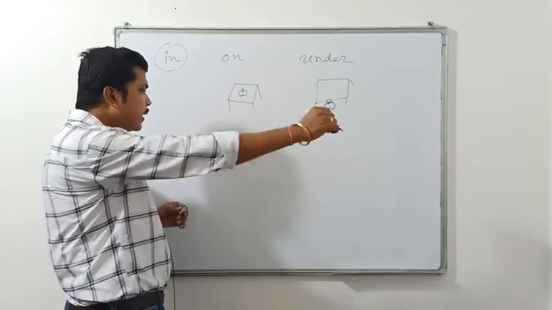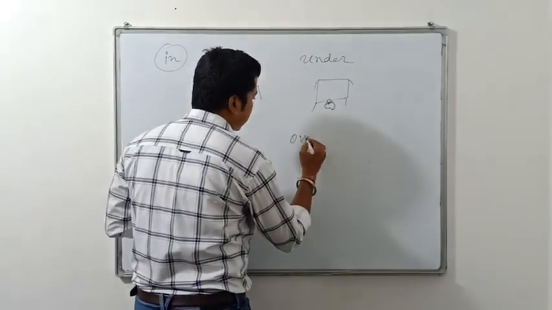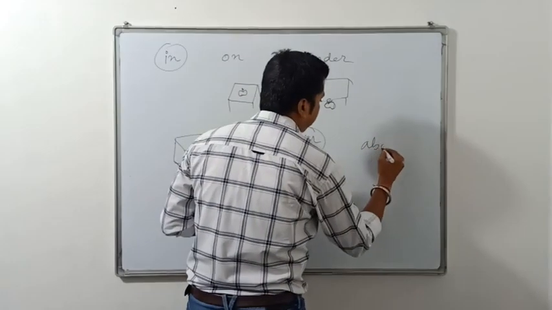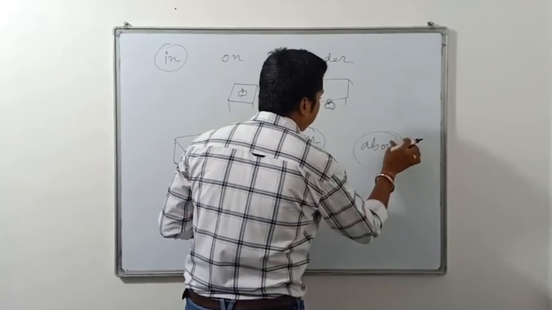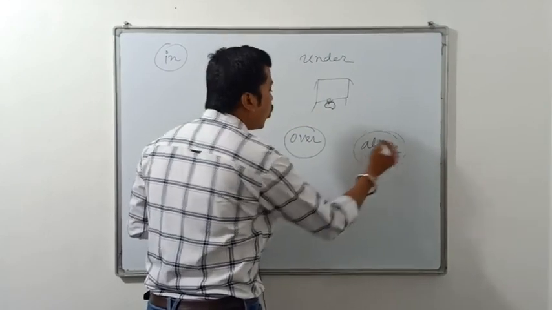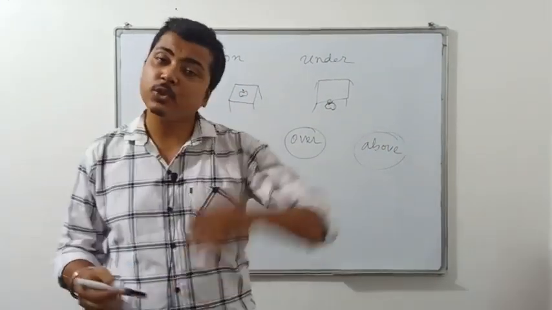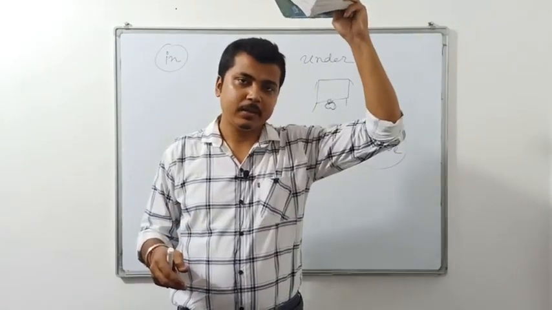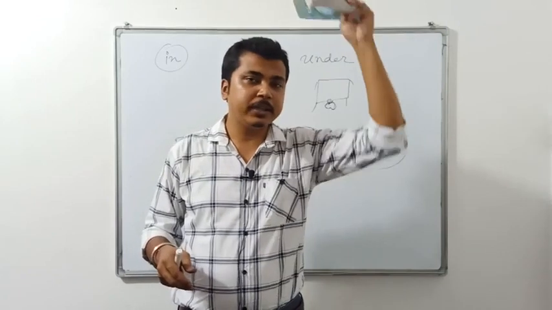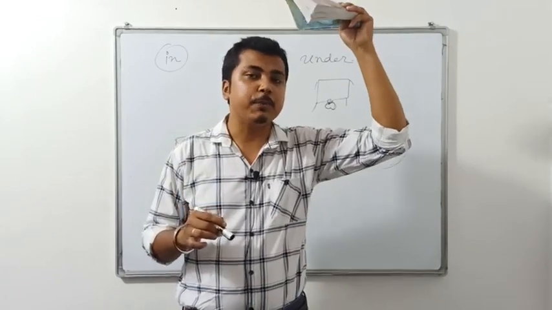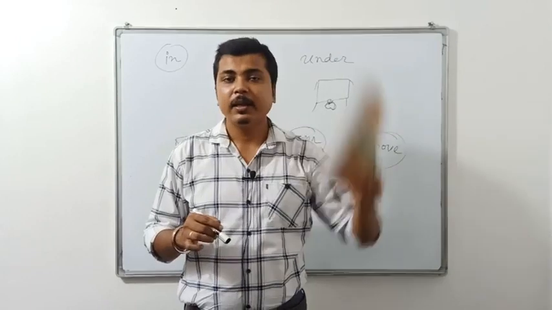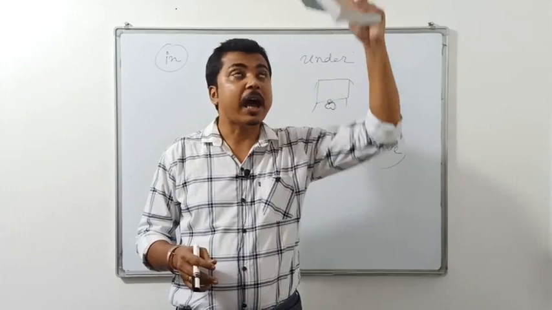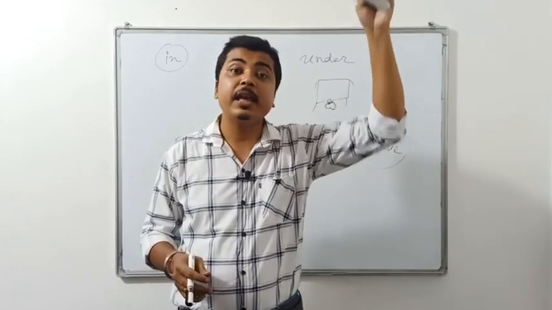Now next comes over. When we say over and another word above, both words mean upar. Now if I tell, the book is over my head, if I hold the book in this way, I'll use the preposition over. The book is over my head. Now when do I use above? Above shows higher than over.